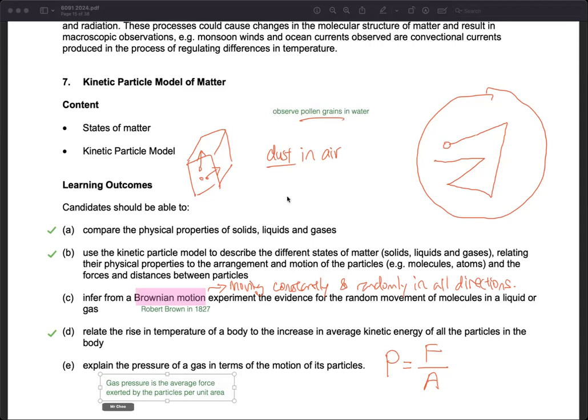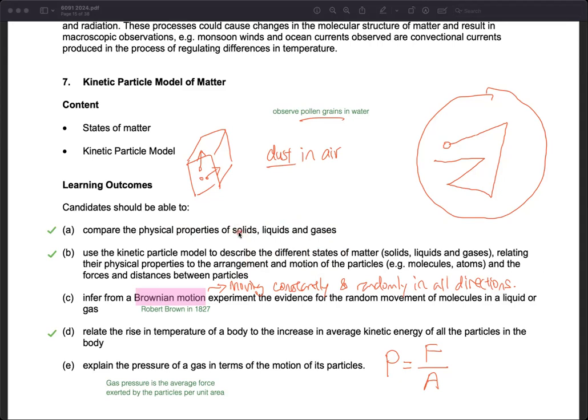Okay, so in this whole topic, we are using the kinetic particle model to explain the physical properties of solid, liquid, and gas. Why solid has the highest density and why gas has the lowest density, we are able to explain using the arrangement and motion of the particles, as well as the force and the distance between the particles. Based on these, we can describe the physical properties of solid, liquid, and gas. So what are the properties that you all need to know? Solid has the highest density because the particles are packed closely together, compared to gas, where the particles are far apart.